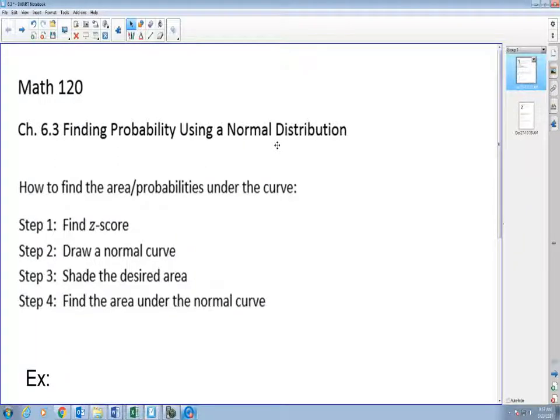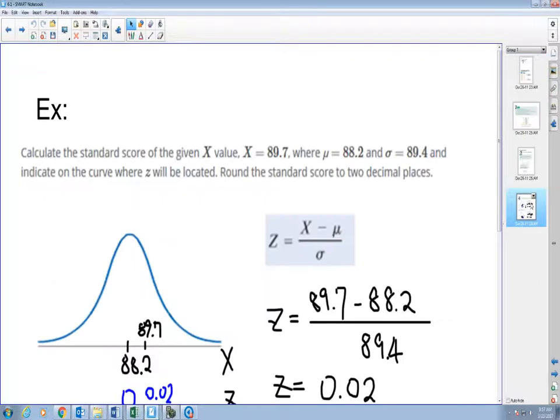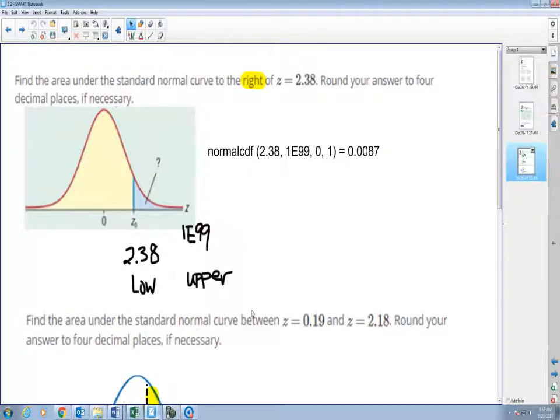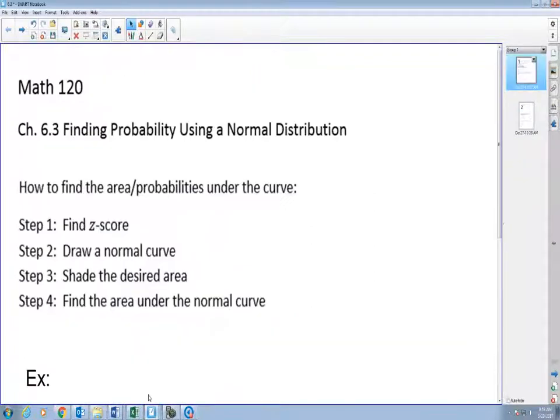In this lecture video, we're going to talk about how to find probability using a normal distribution. In the last two lecture videos, the first one back in 6.1, we talked about how to standardize our normal distribution, converting my random variable x into a z-score, and then in 6.2 we talked about how to find the area under the curve once we already have a z-score. So now let's put the two sections together, and we're going to start off with an actual application problem.